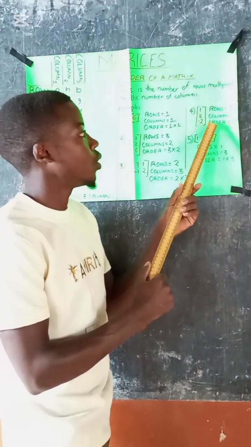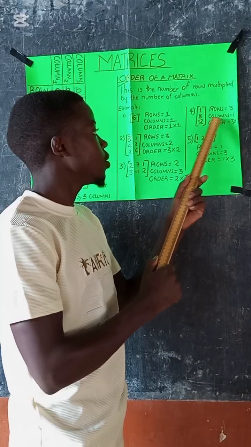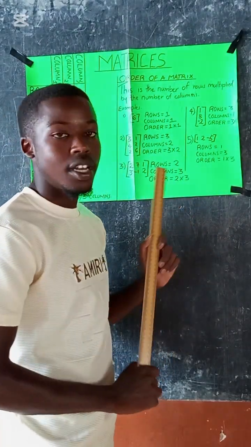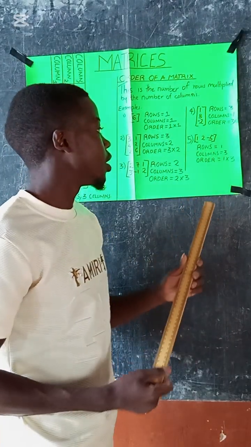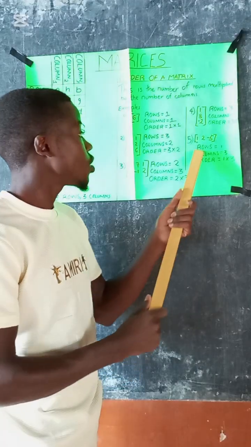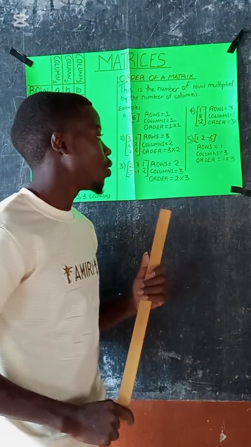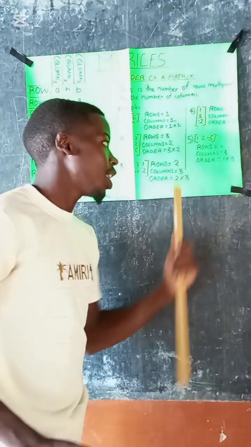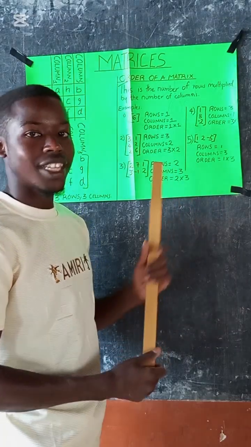Example number 4. We have 3 rows, that is 1, 2, and 3, but we only have 1 column. So the order of this matrix will be 3 times 1. And example number 5, the number of rows that we have here is 1. So that is 1 row. And the number of columns is 1, 2, and 3. So the order of this matrix will be 1 times 3.